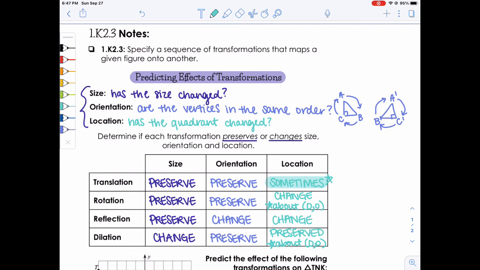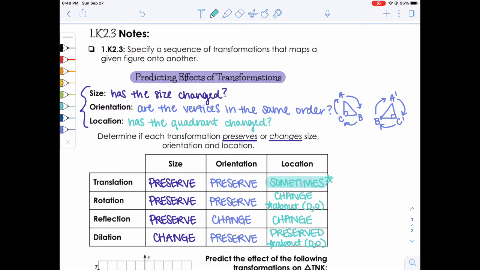Of course, dilation does change the location, but it will not move out of a quadrant if we are dilating to or from the origin. So if we dilate from a half, that shape is only going to move closer to the origin and not out of that quadrant. Same goes for a bigger dilation. If it is an enlargement, it'll move further away from the origin, but stay in that same quadrant. So we have to be careful there as well. That is the only one that is typically preserved.